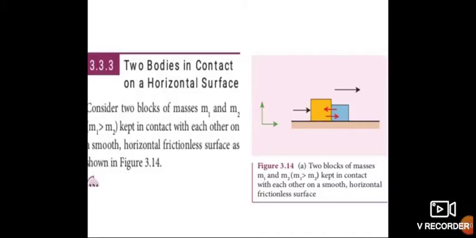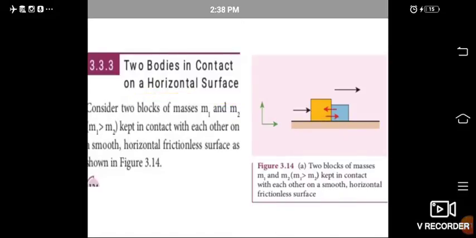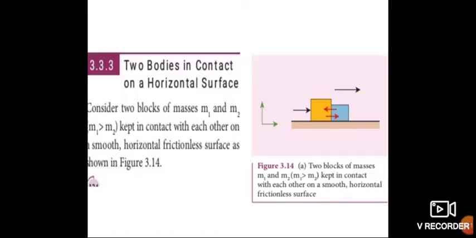Students, next topic: two bodies in contact on a horizontal surface. So this is a horizontal surface. We consider the two bodies, which have masses m1 and m2. Okay, we consider the two objects.